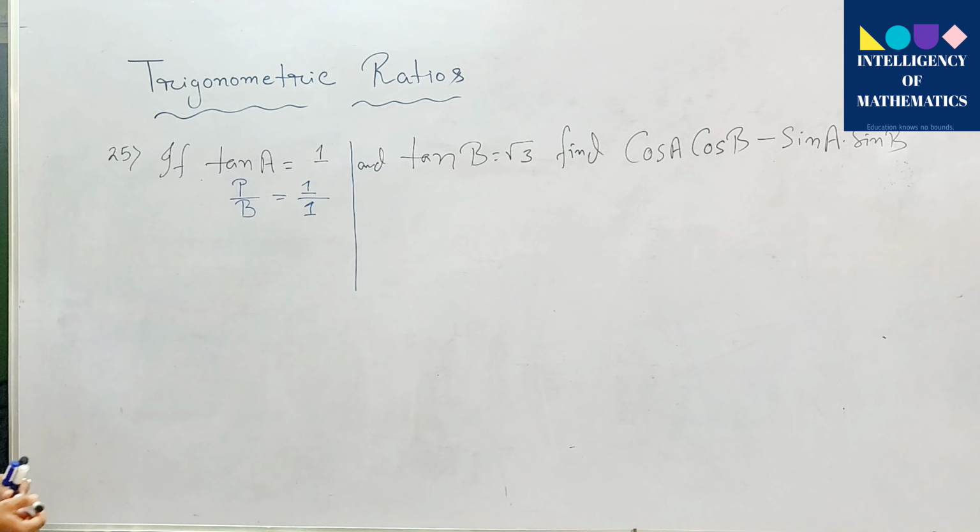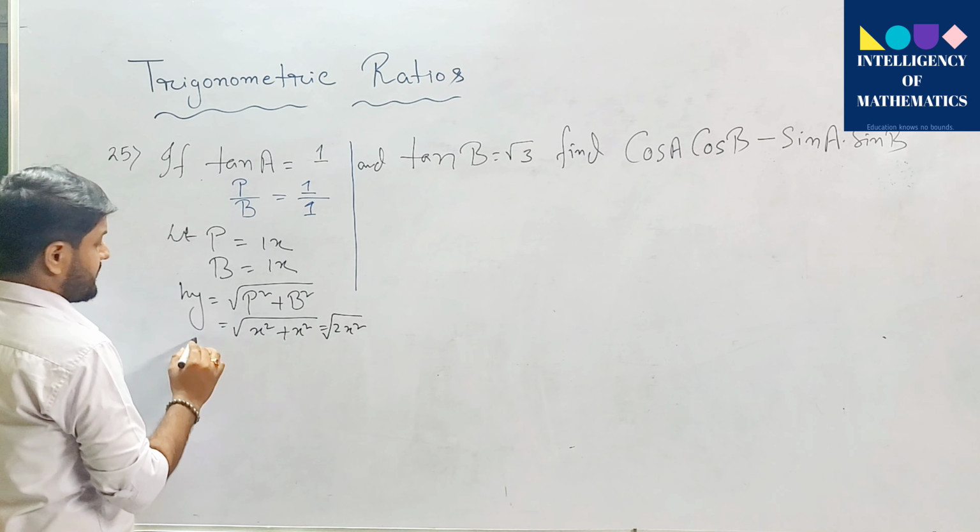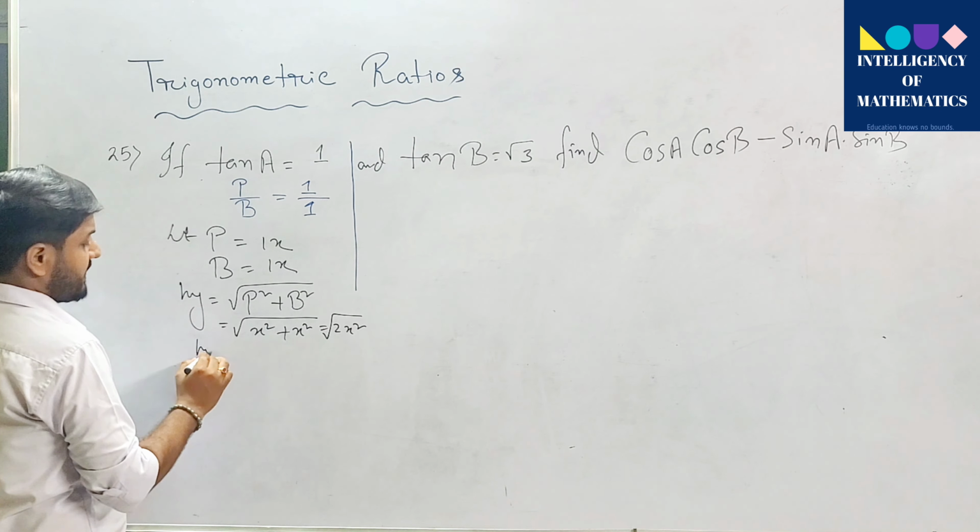Now, if this is the condition here, perpendicular and base, like in the previous sums we have done, we can take perpendicular's value as 1x and base value also as 1x, and we'll get the hypotenuse value by using Pythagoras, which you have done in the earlier sums. Here we get x square plus x square, so 2x square, and the final value is root over 2 into x, because 2 will be inside the root and x square is there, so x will come out.